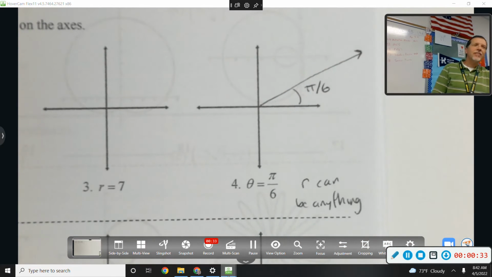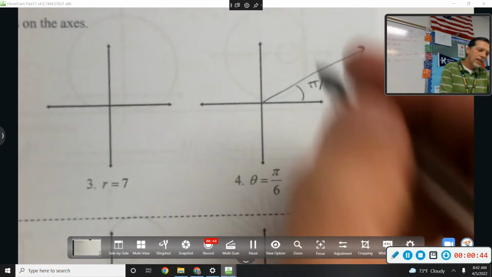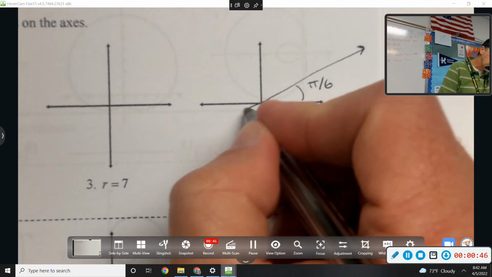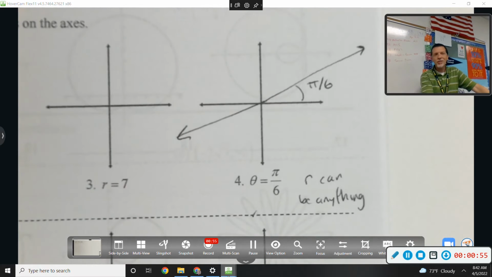And that graph is half of the graph. What's the other half? Do you know? Backwards. If r is negative, I would rotate pi over 6, but then I go back the other way. So make sure you get the full line on that. So those are easy ones, but I don't know that we've done one yet. So good question.